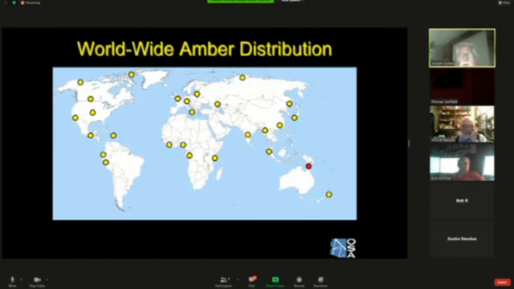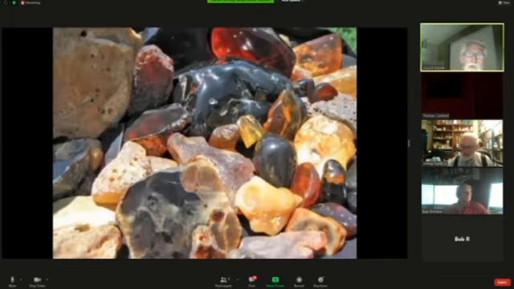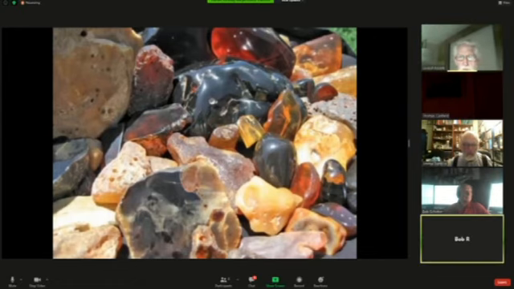Here you see the map now having an additional dot indicating the northern shore there of Australia. And this is the most recent location where amber has just been showing up in the last couple decades. And so here's a picture taken of the shore there, showing what has been washed up from the ocean.